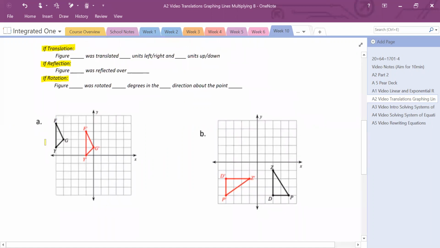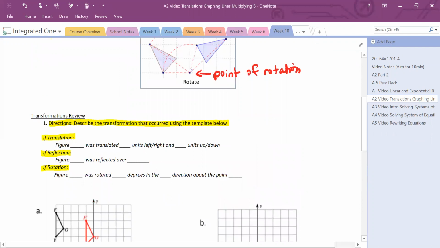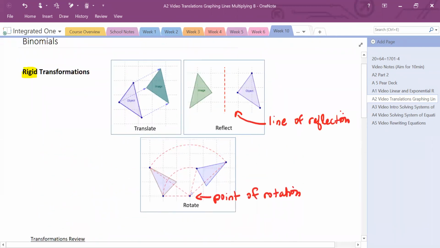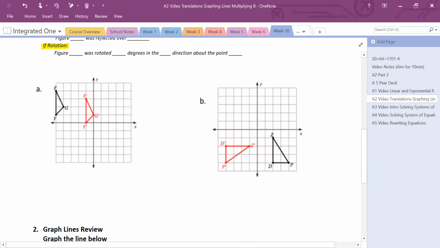So let's take a look at example A and think back to our examples up here. I'm going to say this looks like a translation, and let me tell you why. The shape itself, if you look at point F up here, that seems to be in the same spot. This G seems to be in the same spot, and the Y seems to be in the same spot. So it looks like it's just sliding over. If it was a rotation, I think that F would be over here somewhere if we're rotating it counterclockwise. Or if it was a reflection, I think that G point would be on the other side. So definitely going to be a translation.